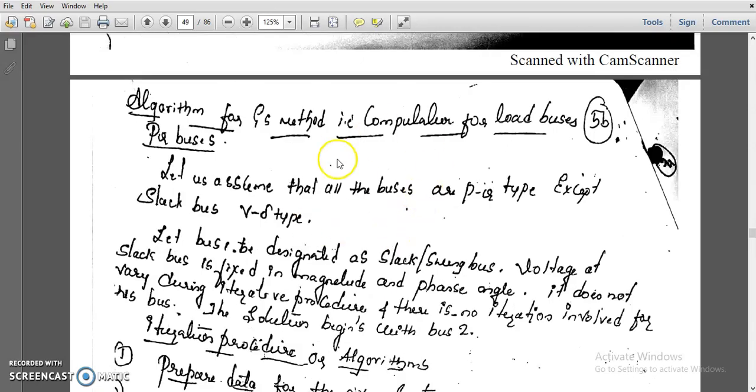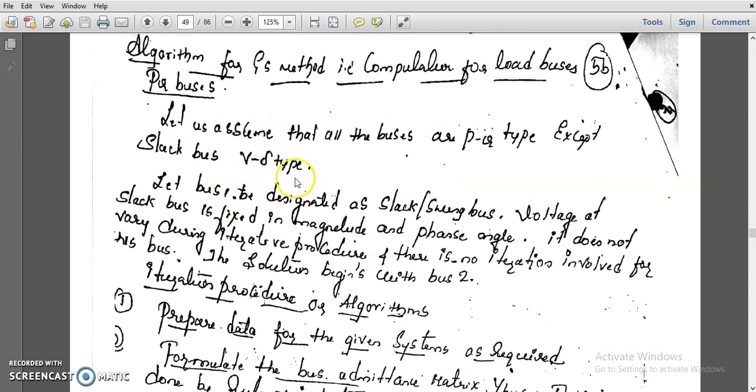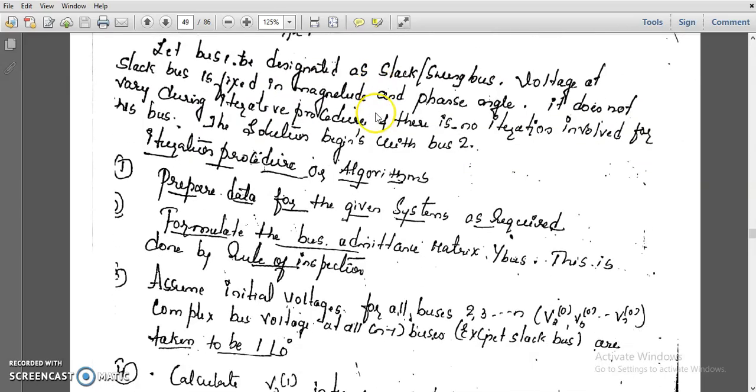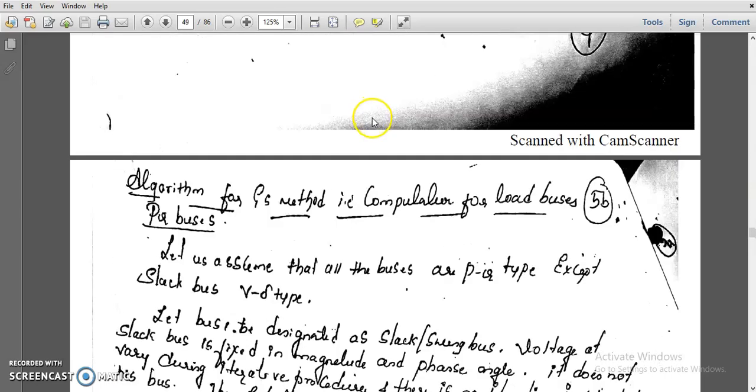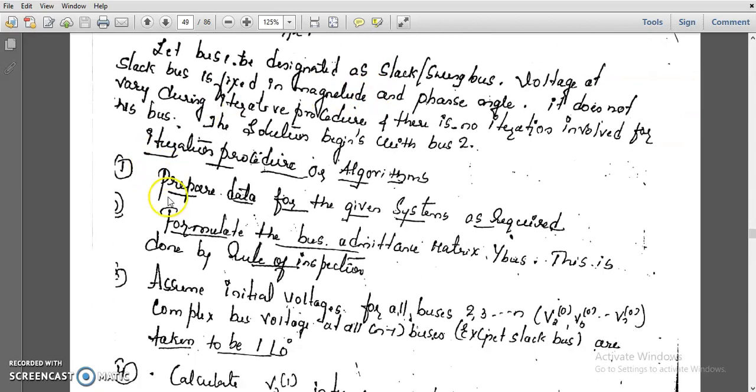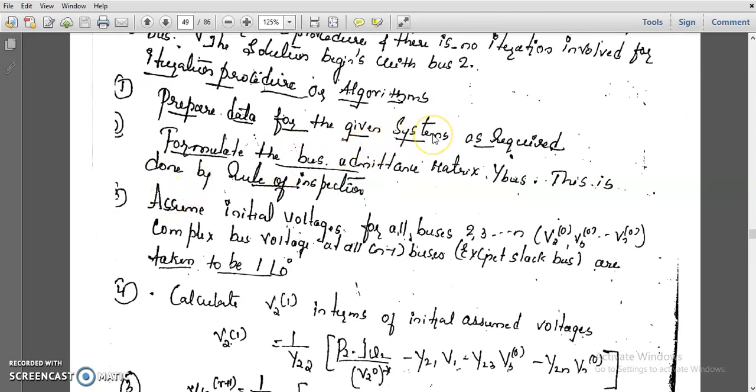Okay, PQ bus means P and Q are known; V and delta you have to find. Sometimes in a problem they will ask for the algorithm for Gauss-Seidel. Okay, this is the derivation of PQ bus and the algorithm. So first you have to prepare the data for whatever problem they specify. First you have to collect the data.